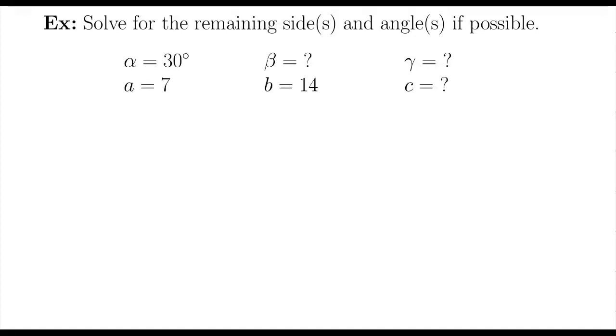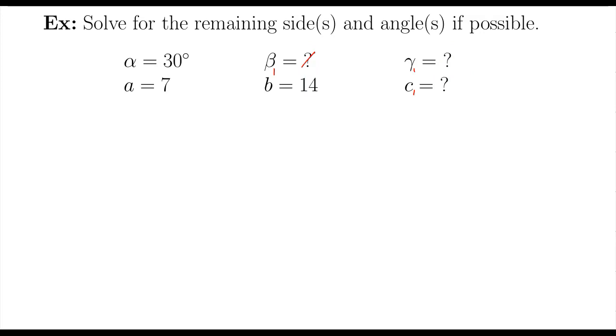Let's find the remaining sides and angles if possible. Okay, in this case, it looks like I can end up with two triangles because I have two missing angles, which could lead to two different triangles. All right, so let's start off with the first one. Let's acknowledge that this is probably going to be beta 1, gamma 1, and C1. Let's start with beta 1.